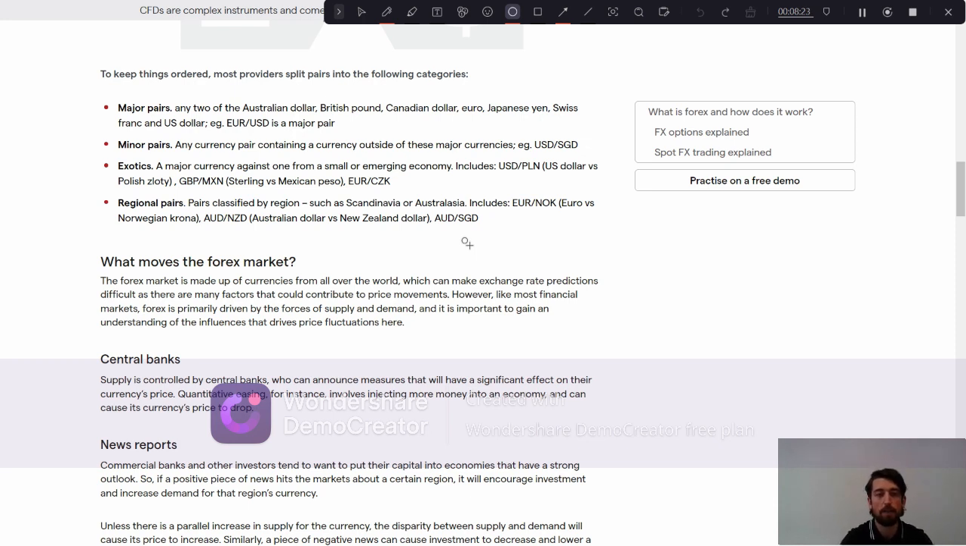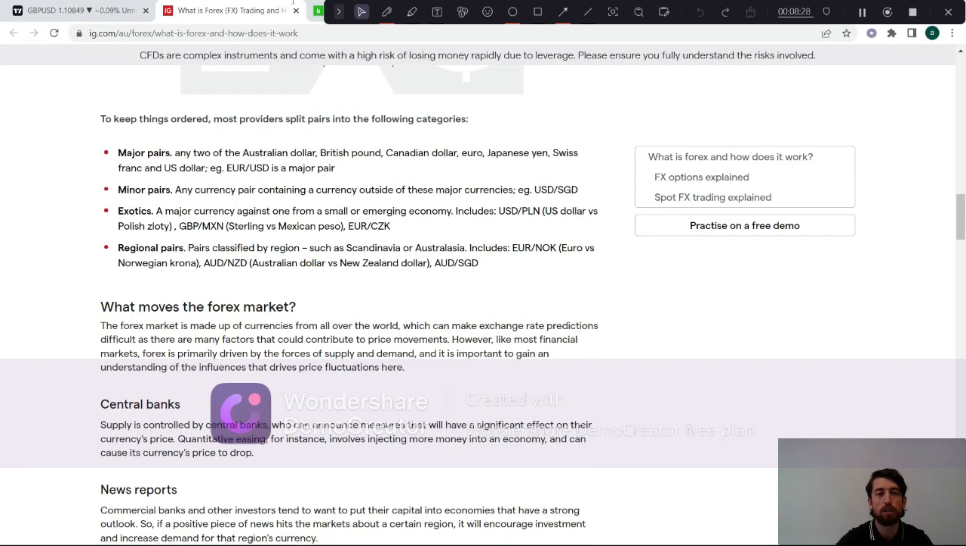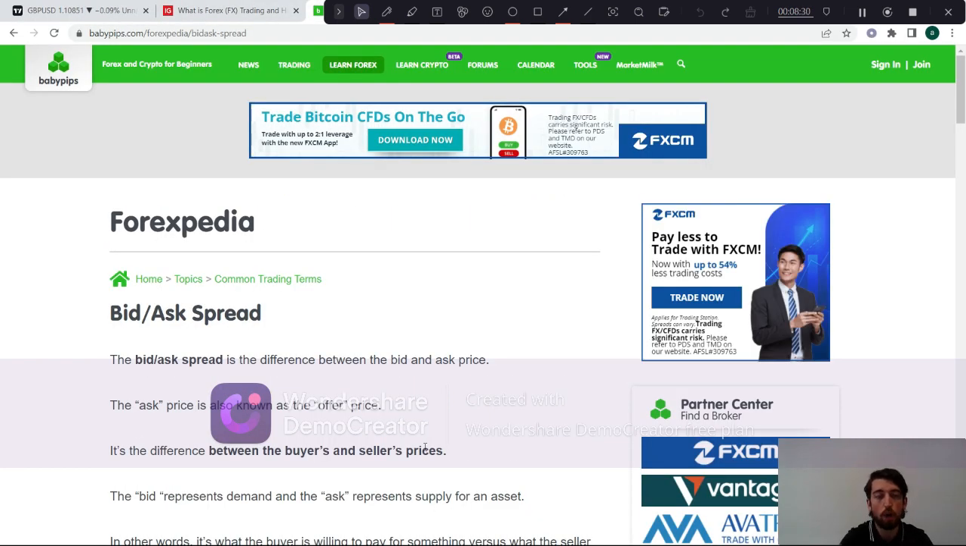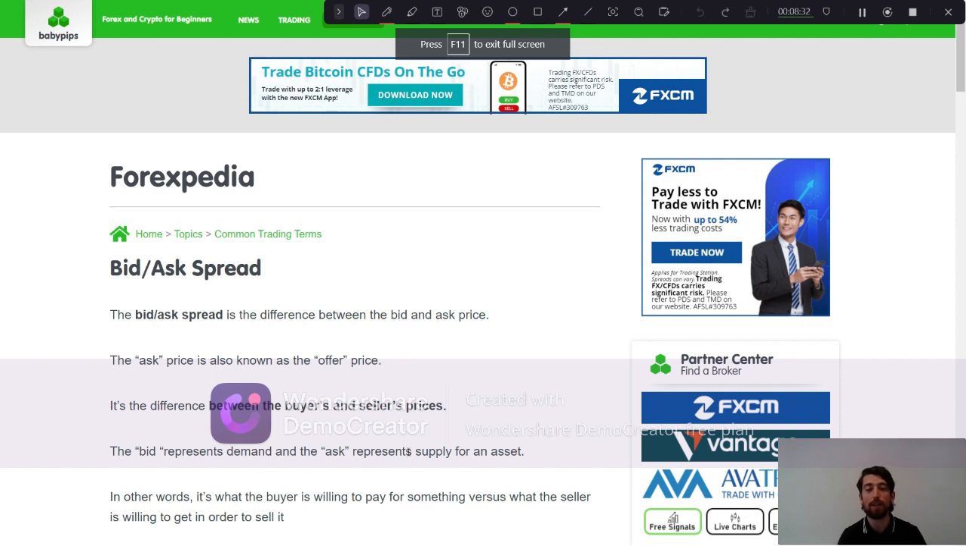Just coming out of this now, if we can hop on to the bid-ask spread, we're going to go to our old friend BabyPips here to give us a bit of an example of what it is. This is very important because it's going to help you when you come to trading. If you have a high bid-ask spread or you don't know what the bid-ask spread is, you have the potential to lose out on quite a bit of money. So please pay attention to what we are going to be going over here.